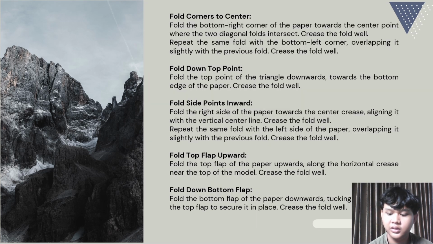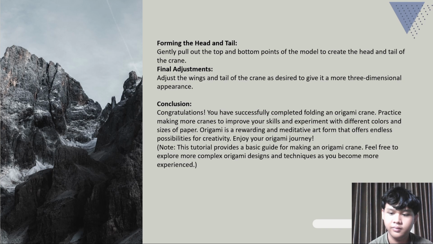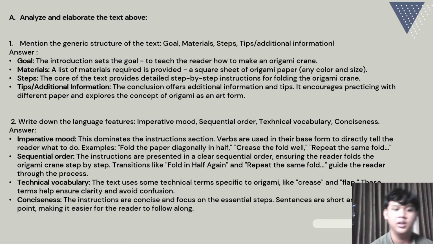Next is the question. Analyze and elaborate the text. Mention the generic structure of the text: goal, material, step, tips, additional information. The answer is goal. The introduction sets the goal to teach the reader how to make an origami crane.